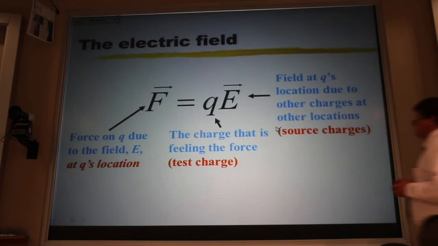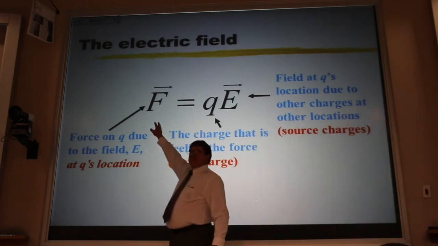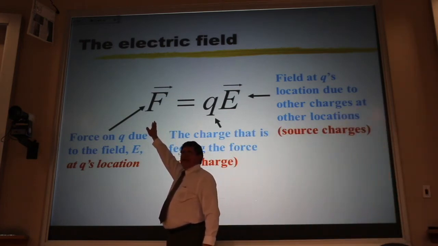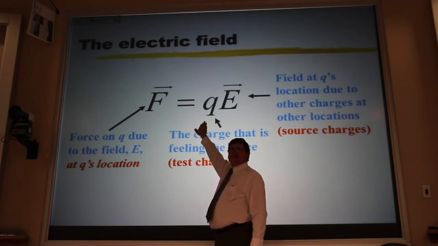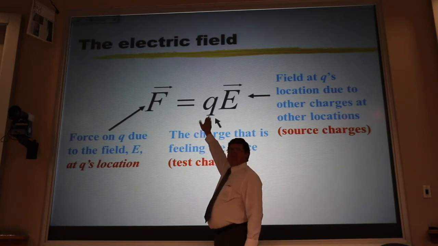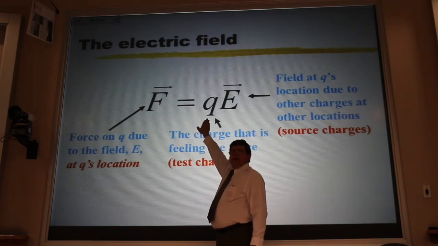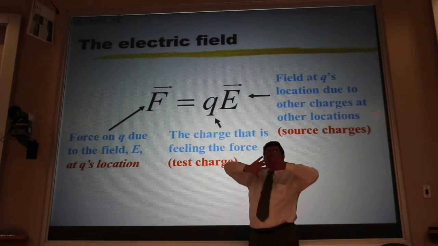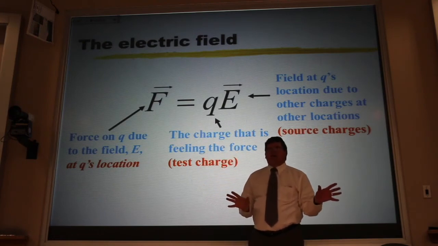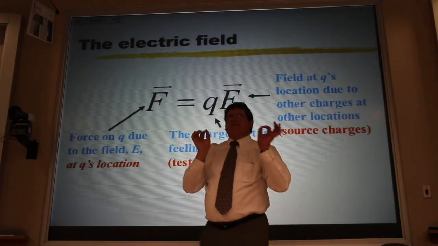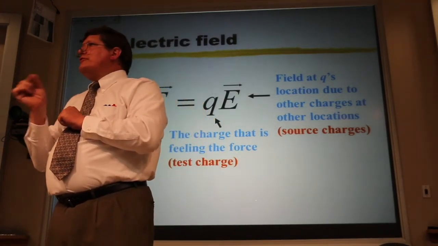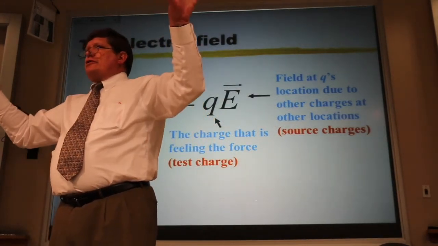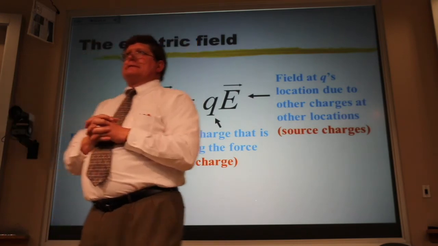First of all, this electric force is acting on this charge here in the formula. This is the definition of the electric field. That's the test charge. And this electric field is created by all the other nearby charges that aren't the test charge. The test charge doesn't push on himself. It's the other charges that set up the field.